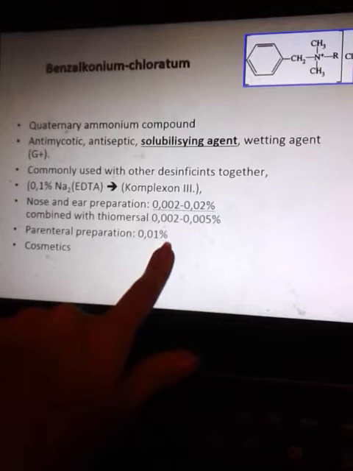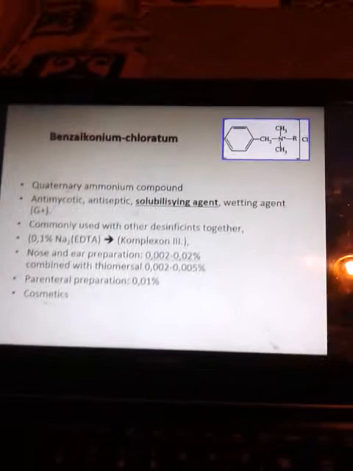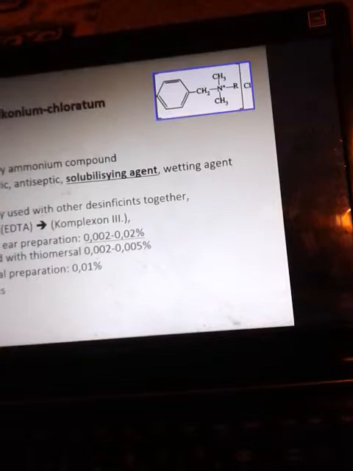Benzalkonium chloride: quaternary ammonium compound, antimycotic, antiseptic, solubilizing agent, wetting agent. Commonly used with other disinfectants together, in nose and ear preparations.